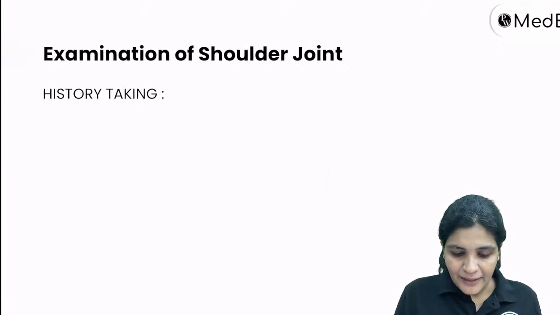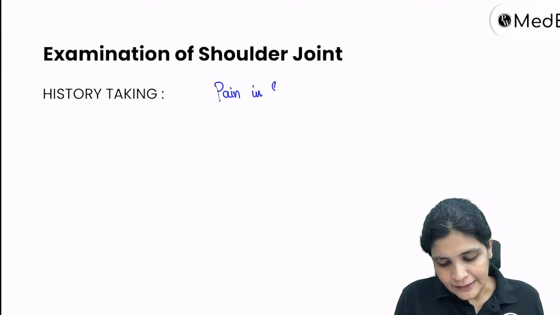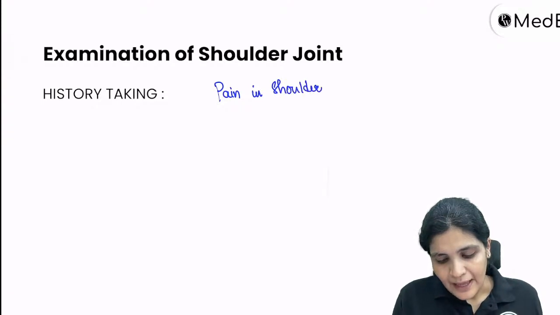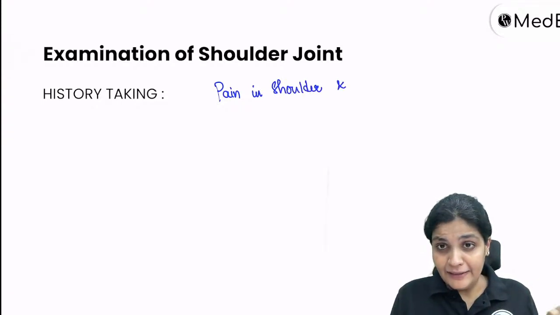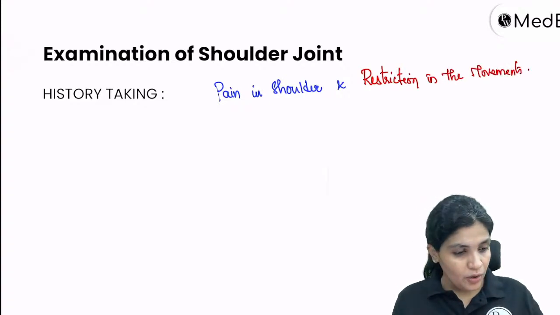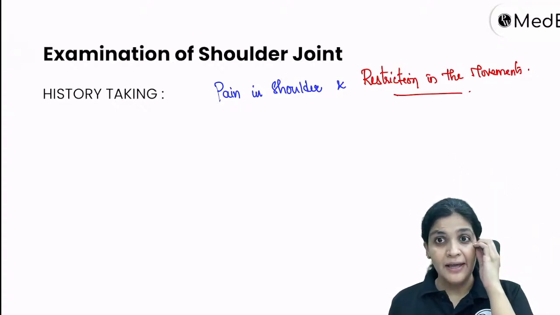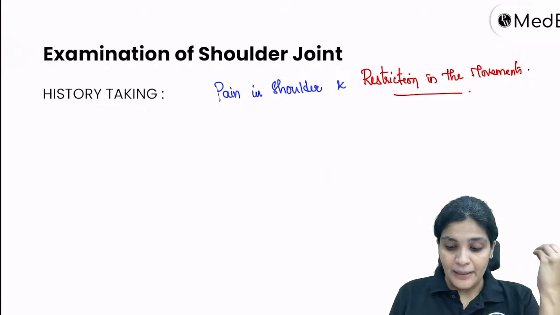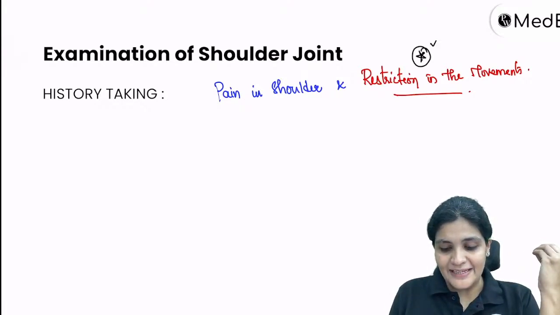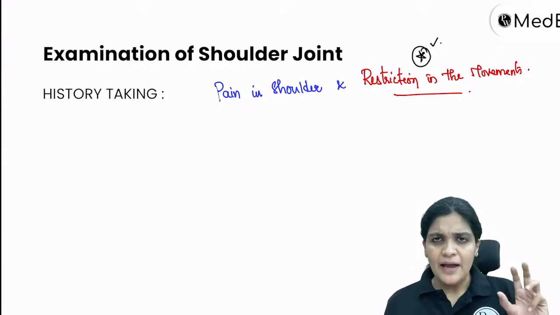Usually they will come with pain in the shoulder joint, and the most common complaint regarding the shoulder joint is restriction in movement. Our shoulder joint is a ball and socket joint, we all know that, and this ball and socket joint enjoys a variety of freedom of movements, including circumduction. The most common complaint, especially in the OPD, is this restriction in the movements of the shoulder joint associated with pain. This is one of the chronic complaints.